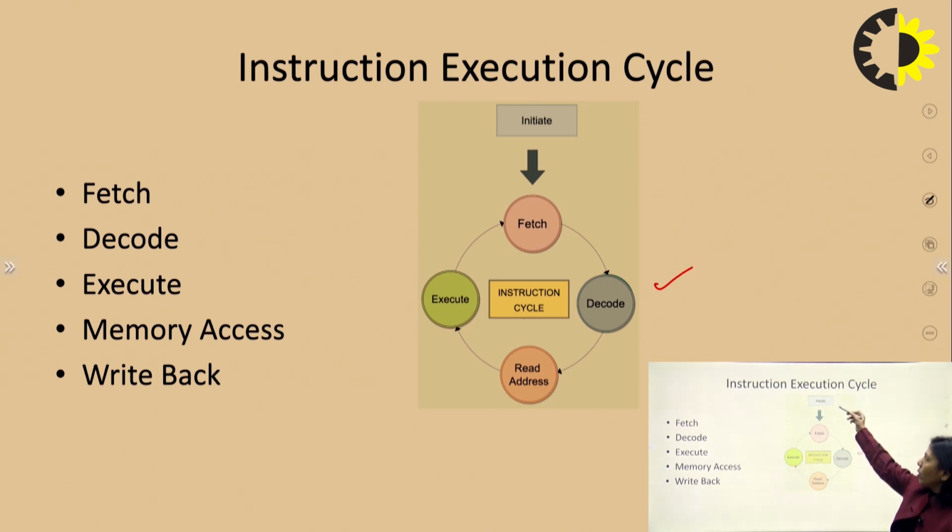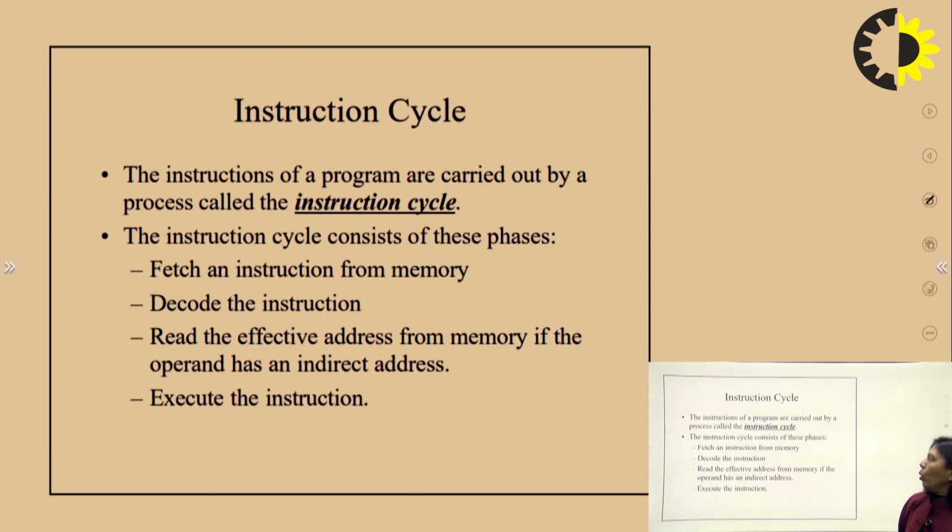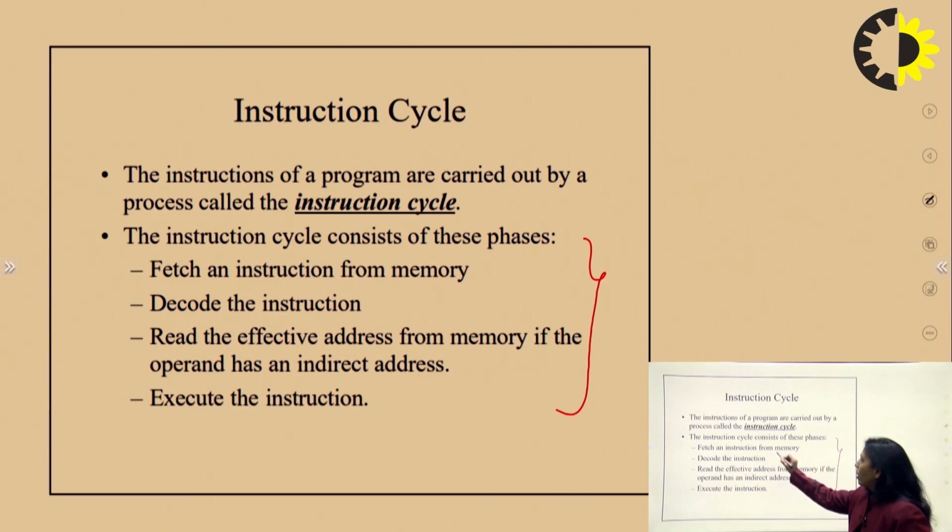First, after the initiation, it's fetched, then decoded, then the address is reached if it is not direct, and then it is executed. So overall, there are these phases that make up the instruction cycle. We say the instructions of the program that are carried out throughout the process is called the instruction cycle. The instruction is fetched from the memory. The processor needs to fetch the instruction from the memory.